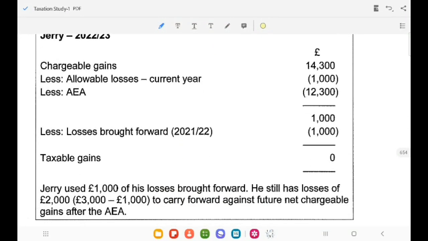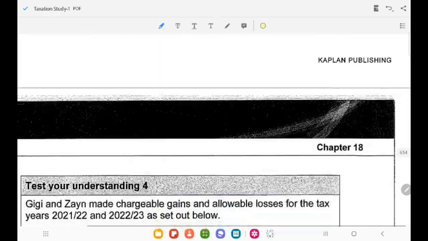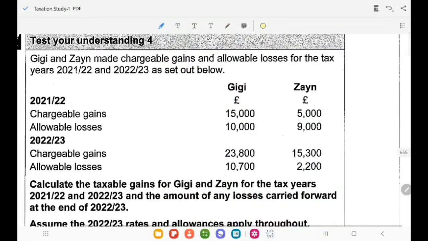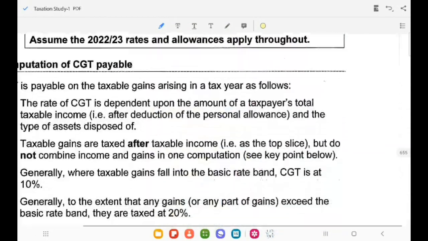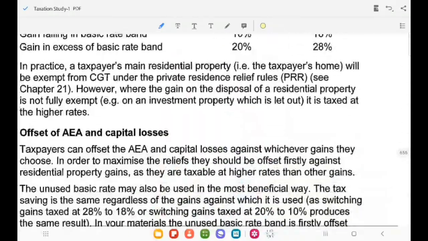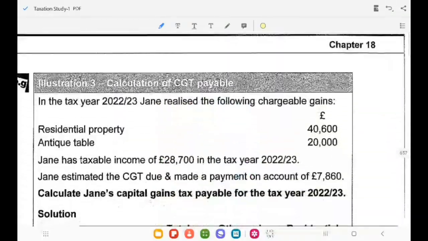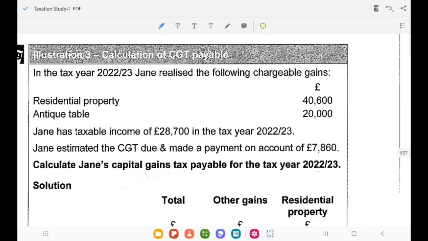Right? 2,000 to carry forward against future net chargeable gain. Next is the same understanding about Gigi and Zain. Now in the tax year 22-23, Zain realized the following chargeable gain: 40,600 on residential property and 20,000 on antique table. Zain has taxable income of 28,700.